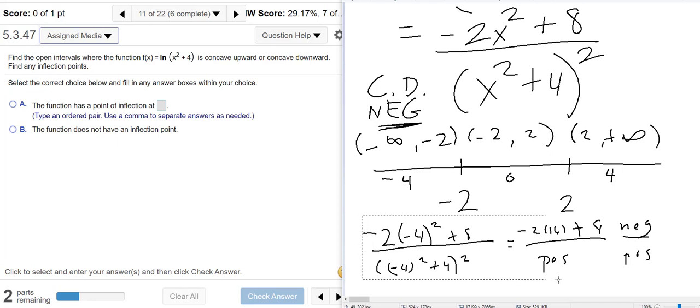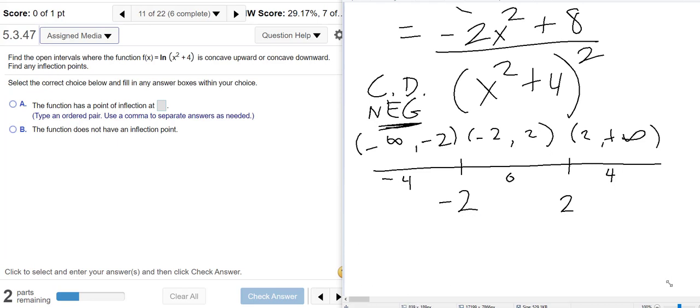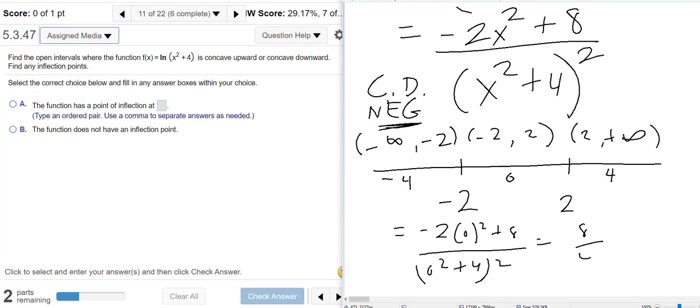Now we're going to check in between. We're going to check the 0. That's going to be a lot easier to check. I'm going to get negative 2 times 0 squared plus 8. That gives me a numerator of 8. And 0 squared plus 4 squared, which gives me a denominator of 4 squared. That's a positive over a positive. This one's positive, so it is concave up here. So we know we've got an inflection point at negative 2 because it was down and now it's up.